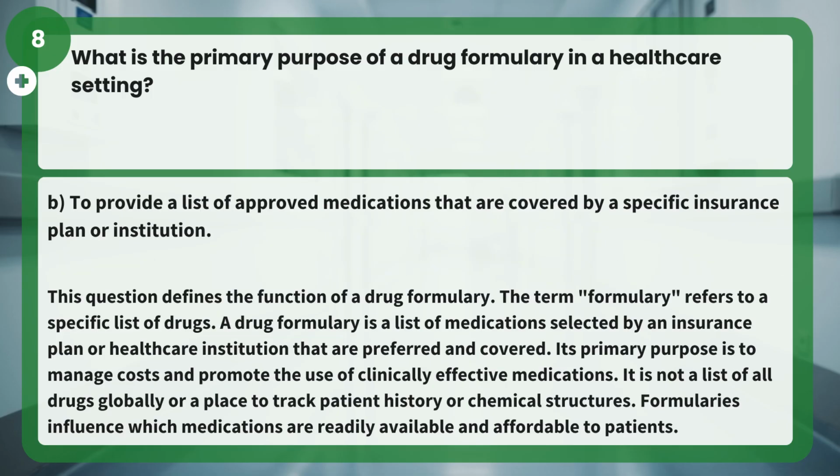Answer: B. To provide a list of approved medications that are covered by a specific insurance plan or institution. This question defines the function of a drug formulary. The keyword formulary refers to a specific list of drugs. A drug formulary is a list of medications selected by an insurance plan or healthcare institution that are preferred and covered. Its primary purpose is to manage costs and promote the use of clinically effective medications. It is not a list of all drugs globally or a place to track patient history or chemical structures. Formularies influence which medications are readily available and affordable to patients.